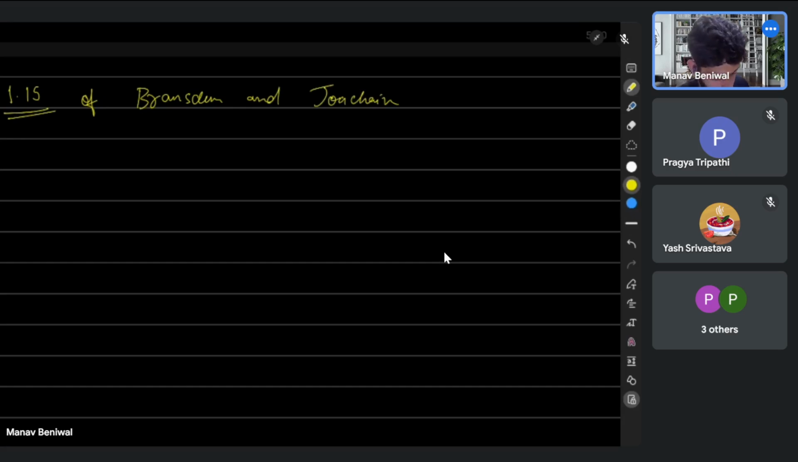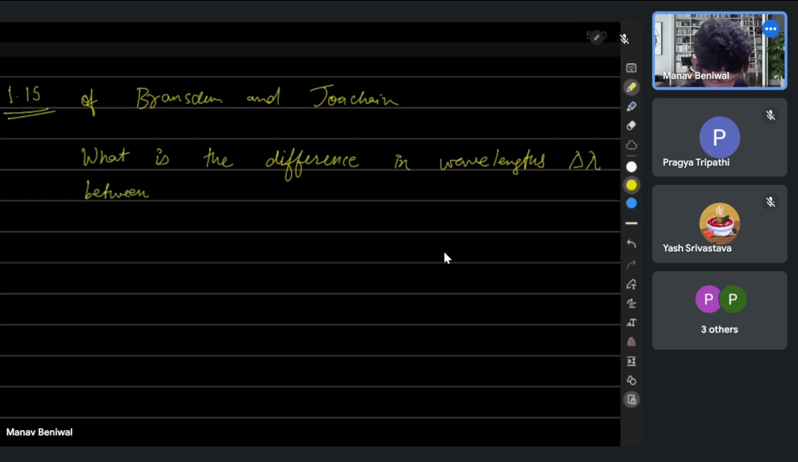So the problem asks us: what is the difference in wavelengths, delta lambda, between the Balmer H alpha lines in atomic hydrogen and deuterium?